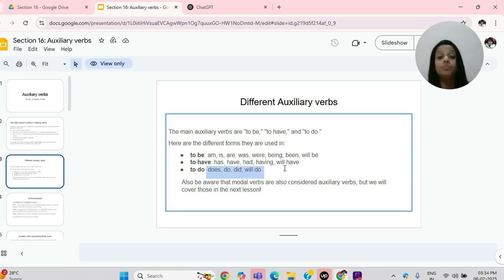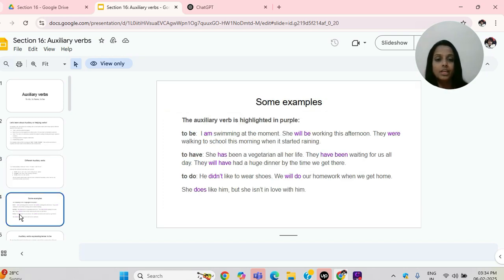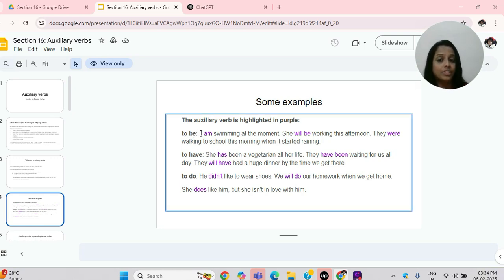And please be aware that modal verbs are also considered auxiliary verbs, but we will cover those in the next lesson. Here are some examples given, and whatever is highlighted in the purple color tells that it's an auxiliary verb. When it comes to be, we'll see an example for that. I am swimming at the moment. She'll be working this afternoon. They were walking to school this morning when it started raining.